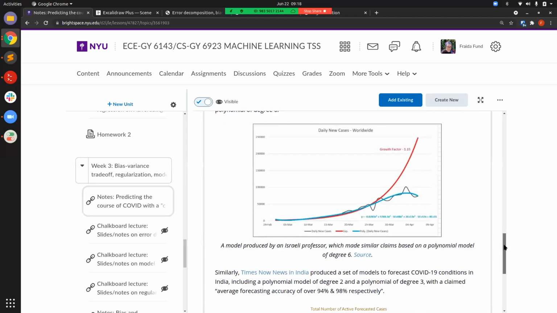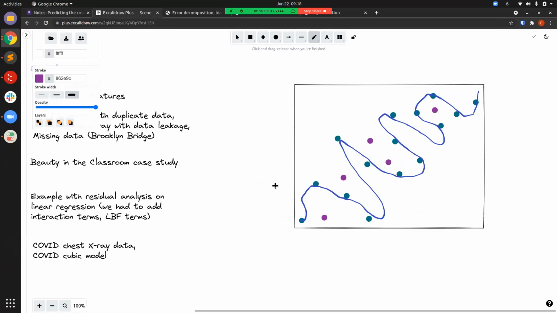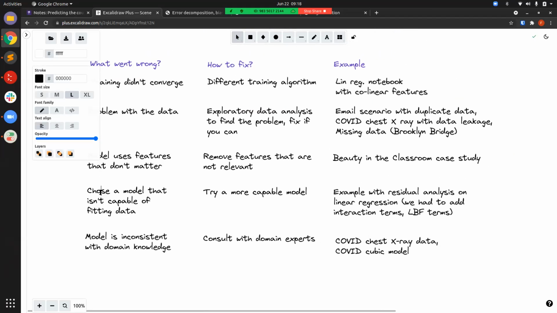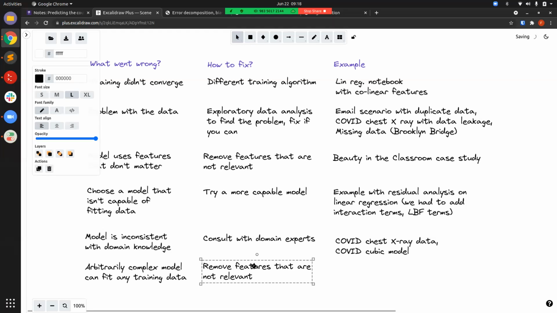So they're taking arbitrarily complex models. There's no epidemiological reason why, let's say, the spread of a disease should follow a polynomial of order 6. But they're taking this arbitrarily complex model and fitting it to the data. And of course, you can take a very complex model and fit any data. That doesn't mean it's going to be predictive of future data. So we have all these issues here. Arbitrarily complex model can fit. Okay, so here my solution might be to use a simpler model.